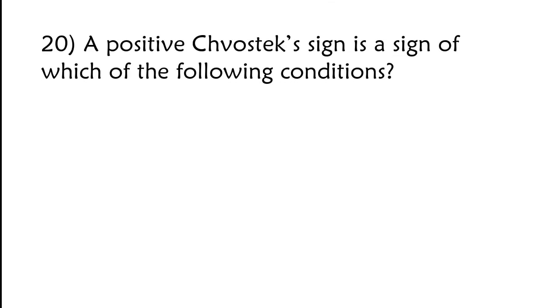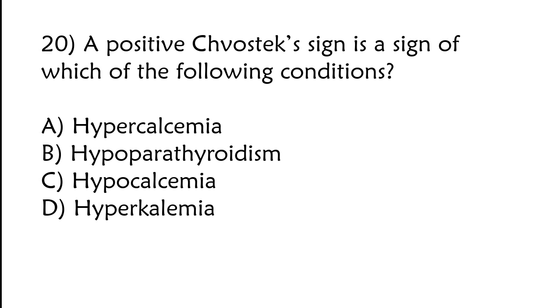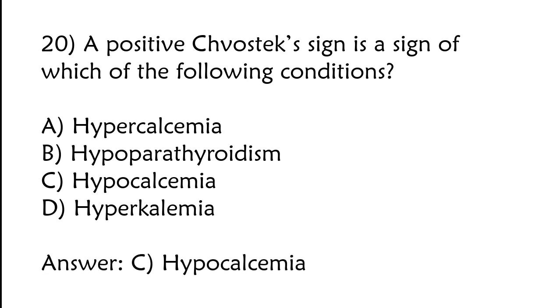A positive Chvostek sign is a sign of which of the following conditions? Hypercalcemia, hypoparathyroidism, hypocalcemia, hyperkalemia. The correct answer is option C, hypocalcemia.